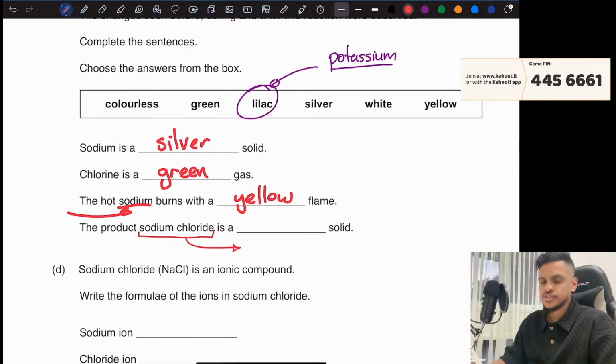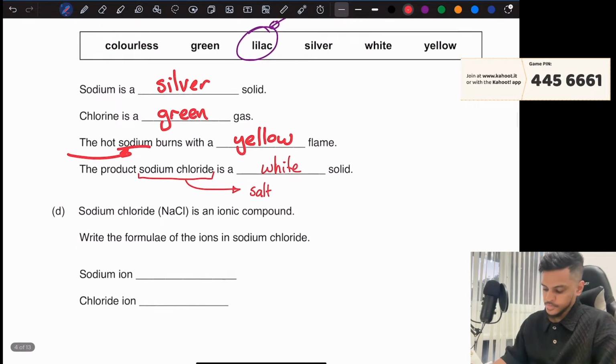Something solid. Sodium chloride is basically white. Yes, it's salt. Sodium chloride is salt. It's literally salt that you put in your chips. It's a white solid. You need to memorize that. Good stuff. Sodium chloride is an ionic compound.